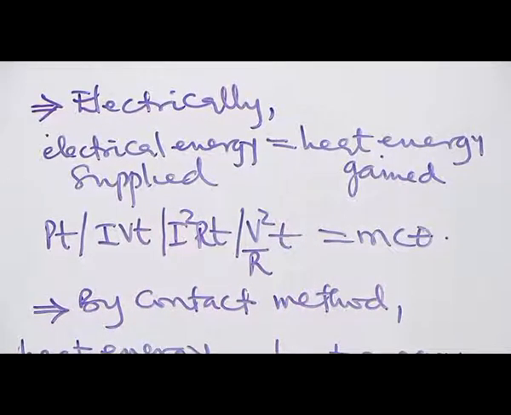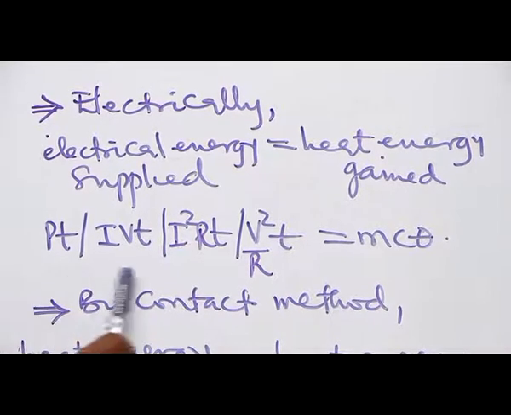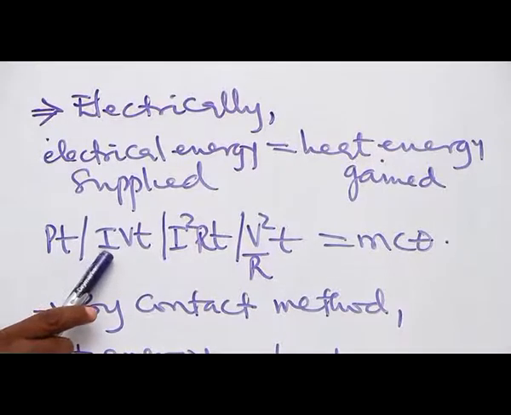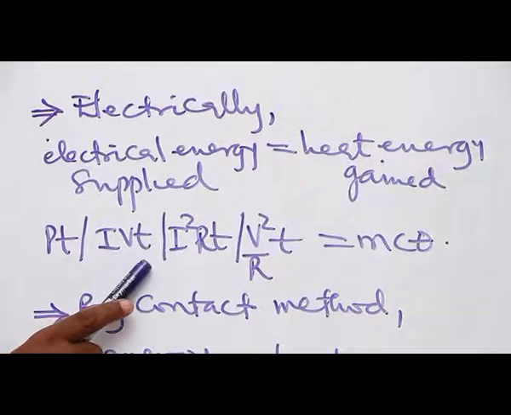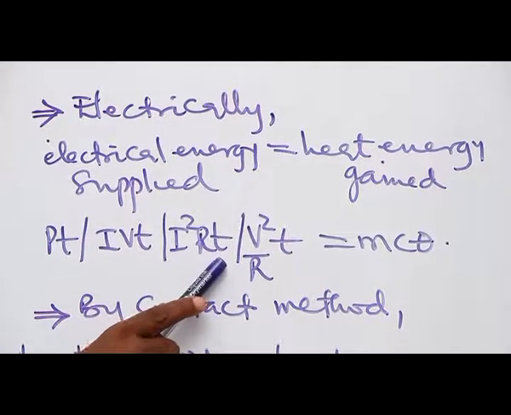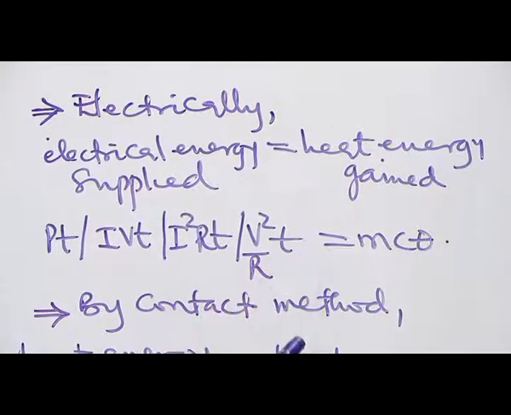To determine the amount of electrical energy supplied, any of these formulas could be used. Power times time, energy is current times voltage times time, or energy is current squared times resistance times time, or energy, that's electrical energy, is voltage squared divided by resistance times time. Then of course the heat gained by the substance is mc theta.